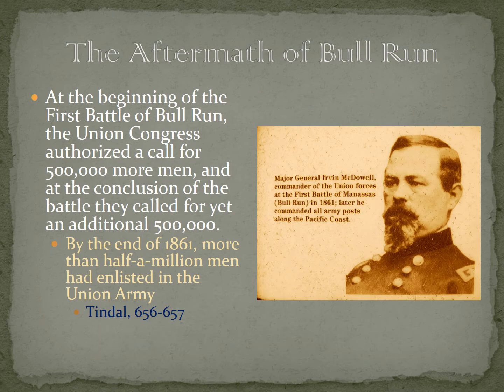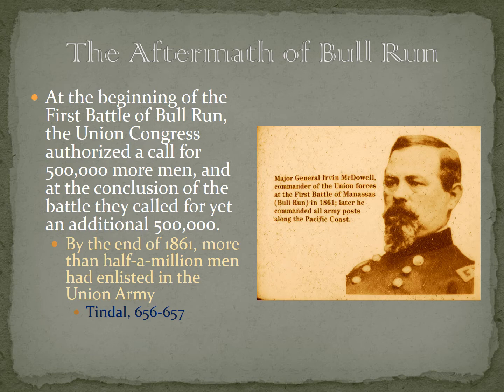Okay, so now that you've watched that, you should have a better understanding of the First Battle of Bull Run. But the aftermath of it is this. It says, at the beginning of the First Battle of Bull Run, the Union Congress authorized a call for 500,000 more men, and at the conclusion, they called for yet another 500,000, which tells you what? It tells you that they began to understand, unlike Lincoln at the very beginning when he calls just 75,000, that this is going to be a costly conflict.